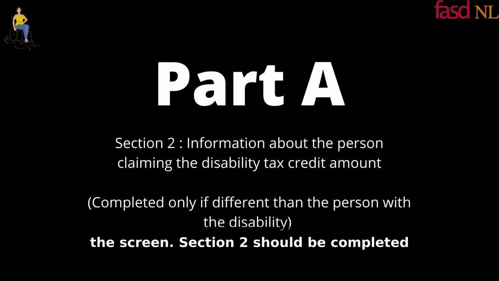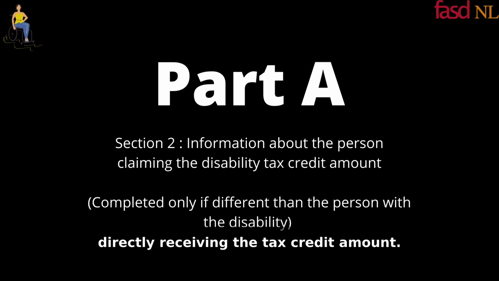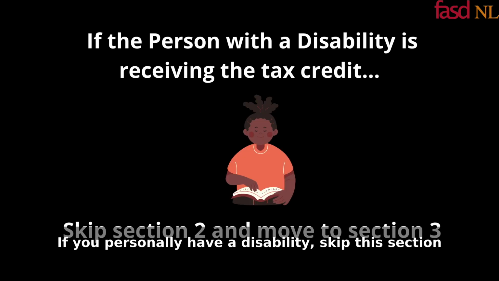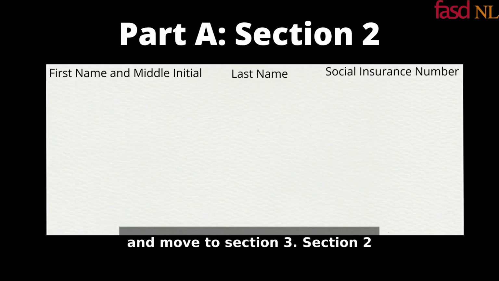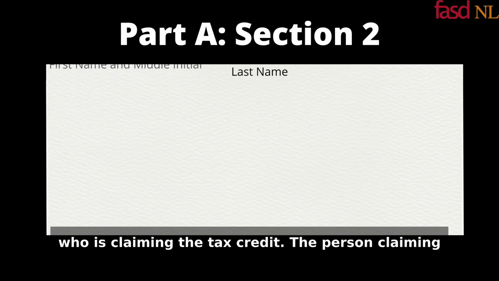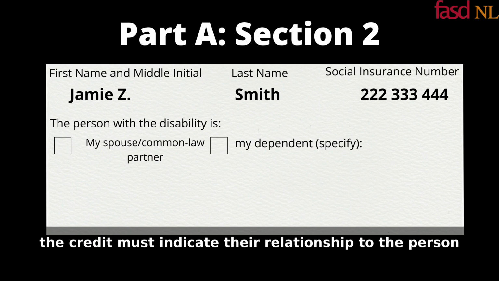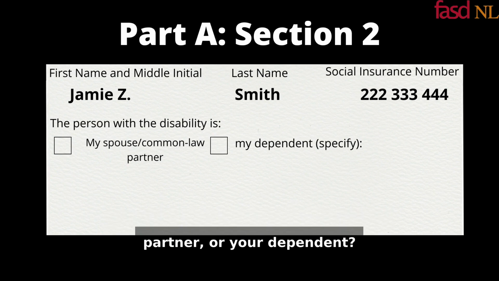Section 2 should be completed only if the person with the disability will not be directly receiving the tax credit amount. Information for the person claiming the tax credit goes here. If you personally have a disability, skip this section and move to Section 3. Section 2 asks for the name and social insurance number of the person who is claiming the tax credit. The person claiming the credit must indicate their relationship to the person with the disability. For example, are they your spouse or common law partner, or your dependent?